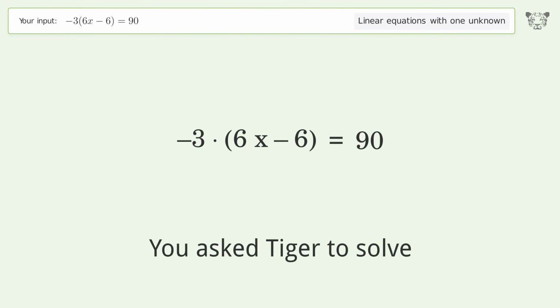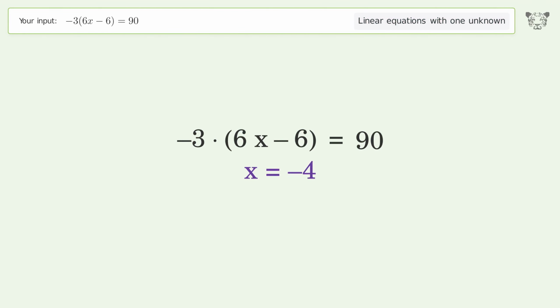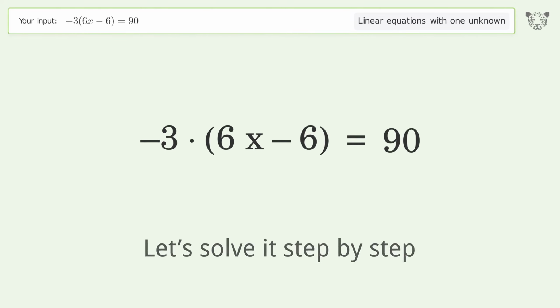You ask Tiger to solve this. It deals with linear equations with one unknown. The final result is x equals -4. Let's solve it step by step.